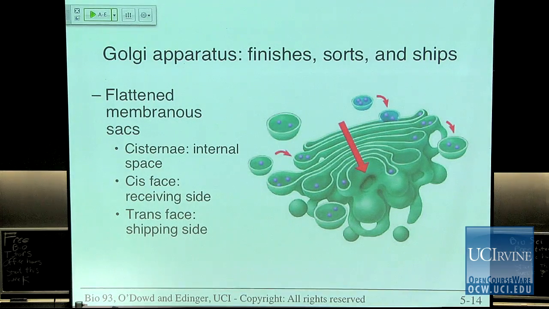So the Golgi apparatus is the structure that finishes, sorts, and ships these proteins. It's a series of flattened membranous sacs as shown here. The cisternae are the internal compartments here, and the cis face is the receiving side of the Golgi, so these are vesicles that have been made in the rough ER, and now they're moving into the Golgi. They transit through the Golgi like this, I'll show you in just a second in an animation, and they exit the trans face, and then they're exported to the rest of the cell.